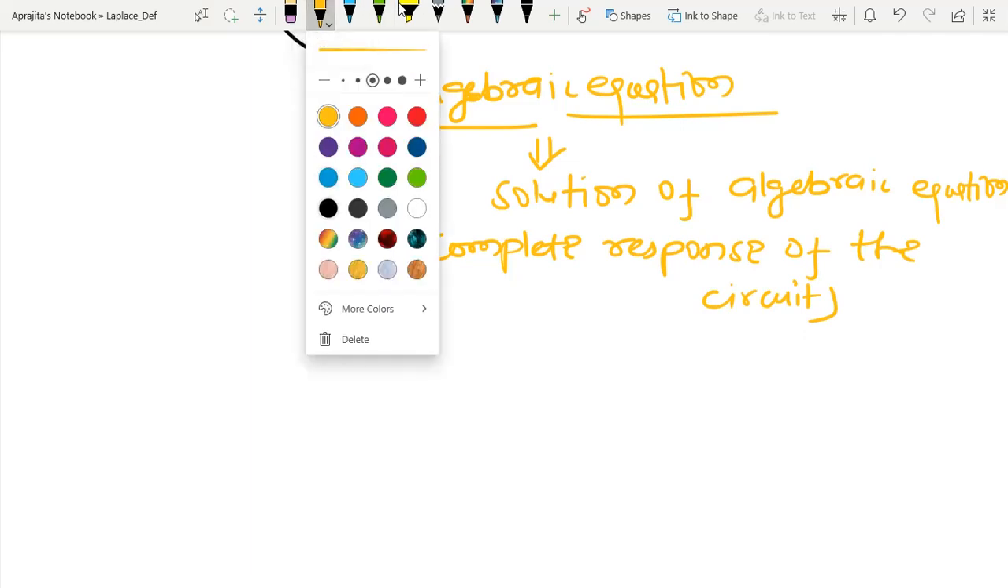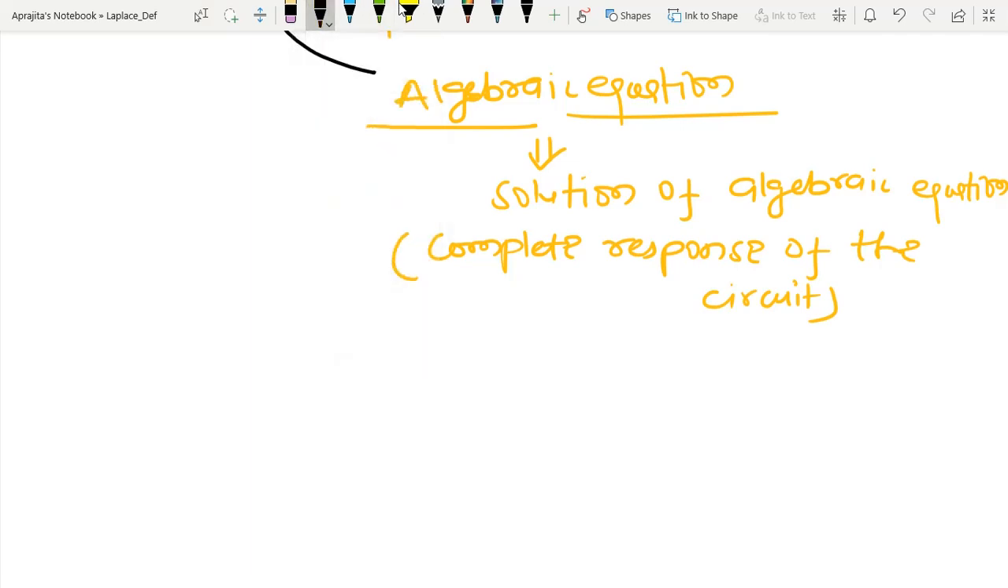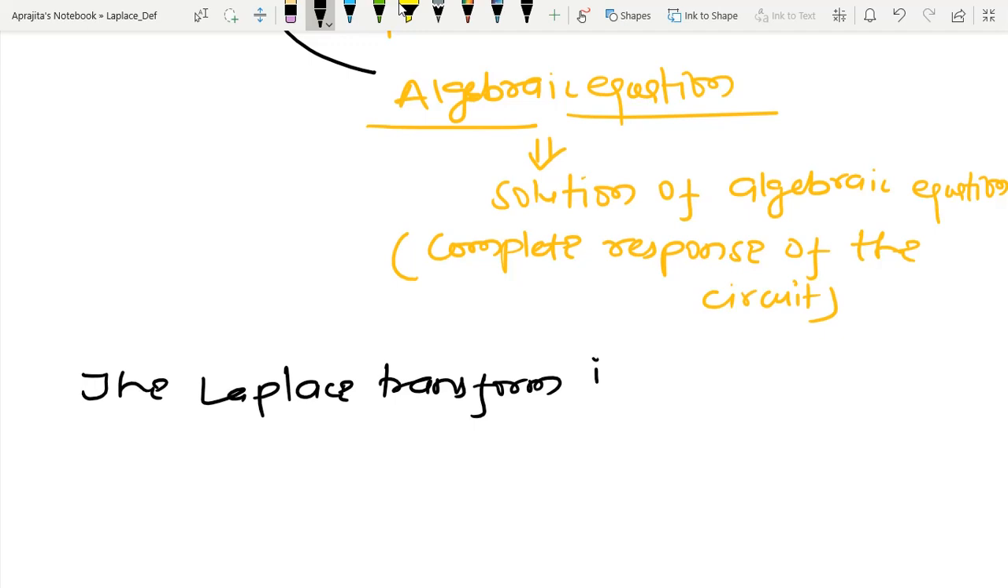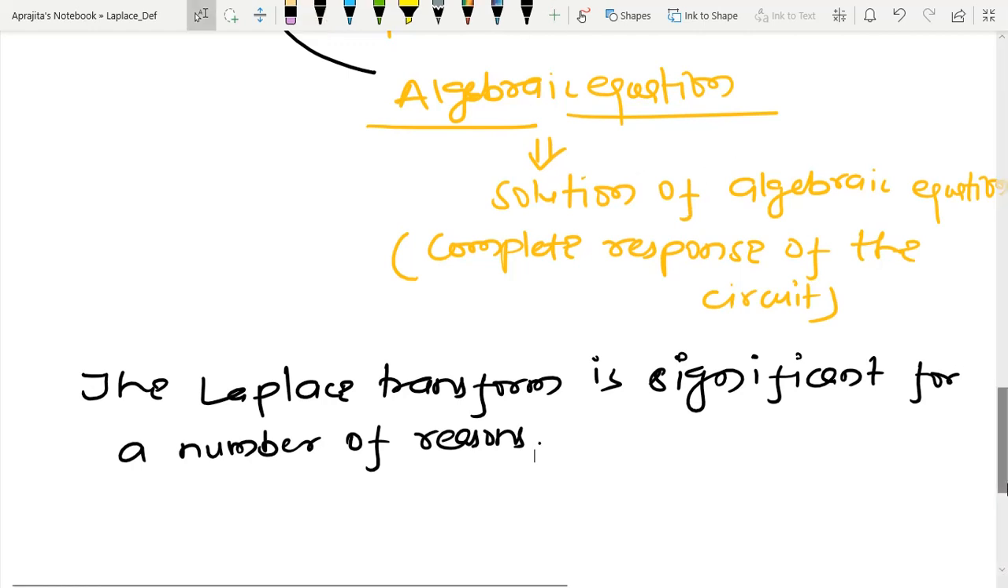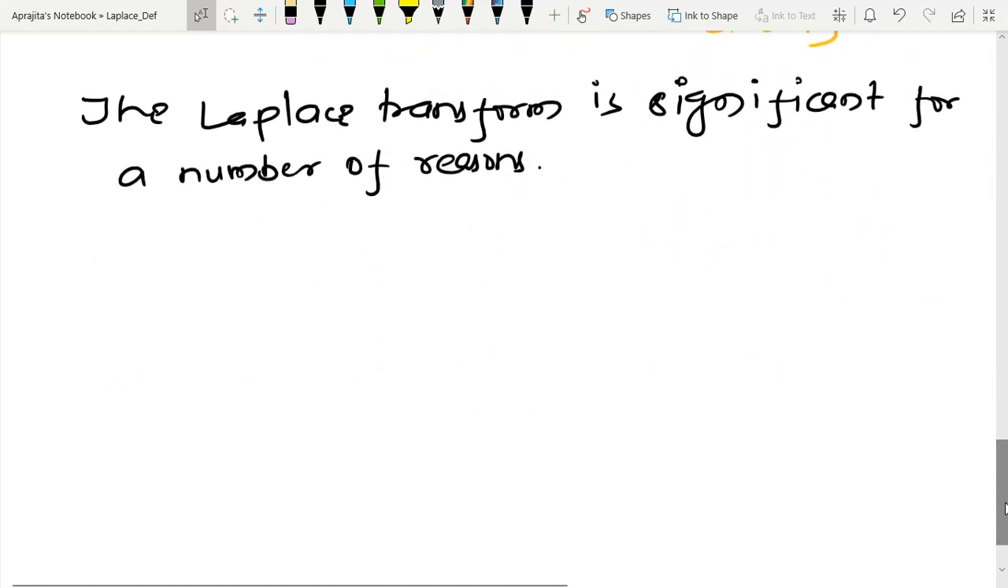And if you see the region of use of this transform, the Laplace transform is significant for a number of reasons. So let us try to see some of them.